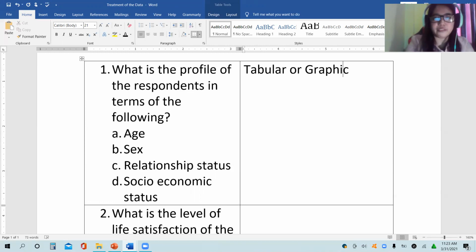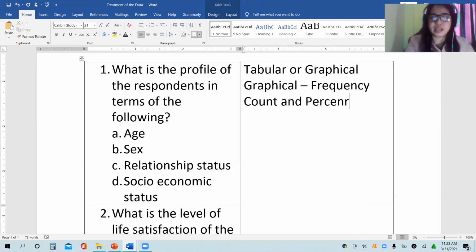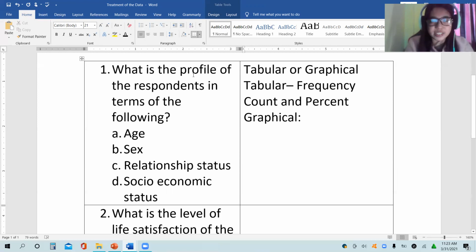Or graphical. So for graphical, this is by presenting frequency count and percent distribution. While this is for tabular, I mean. For graphical, you have to see, again, what is appropriate for our data. Like, you have to know what is the level of measurement. So we, again, have a separate video for the discussion of the level of measurement.